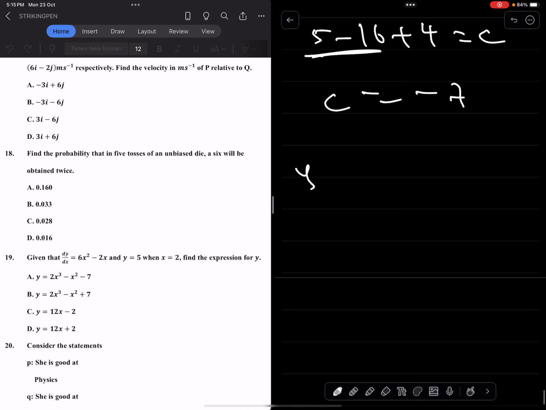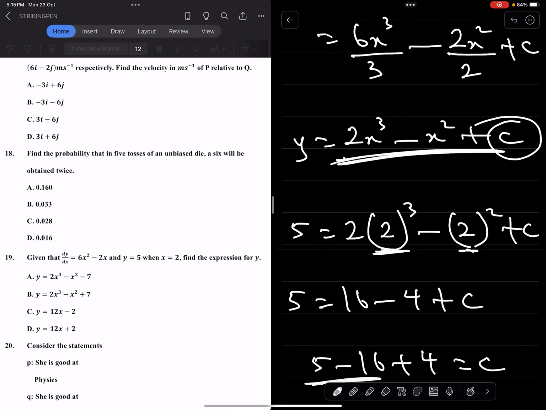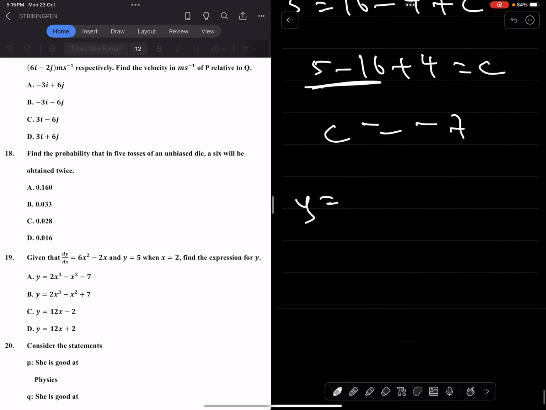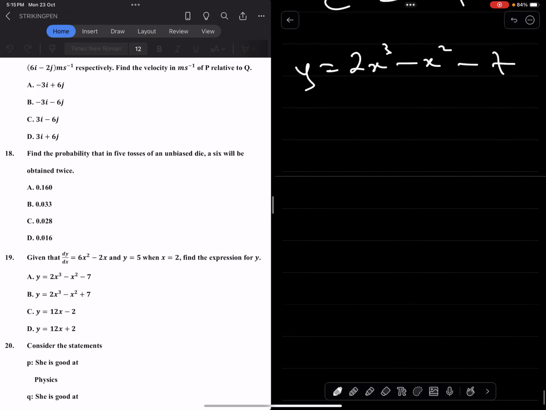And that therefore means y is 2x cubed minus x squared plus c, and that's going to be the same as 2x cubed minus x squared, and plus c will mean plus minus 7, which is the same as minus 7. And the correct option is the first option, A, 2x cubed minus x squared minus 7.